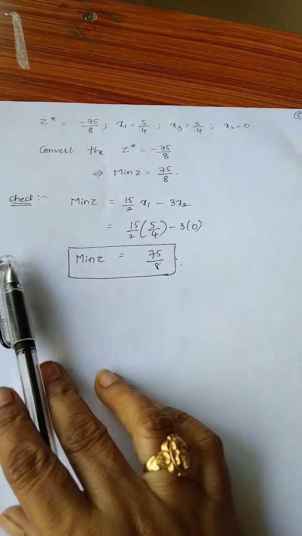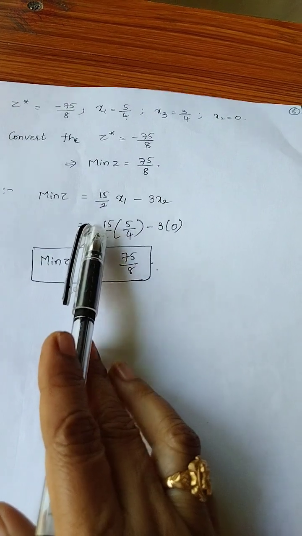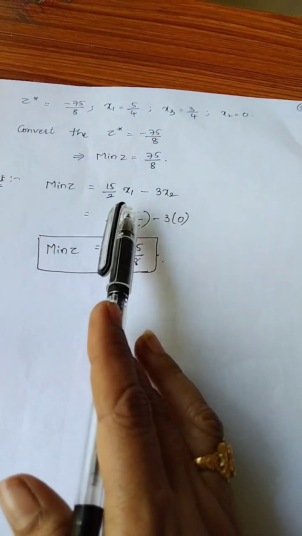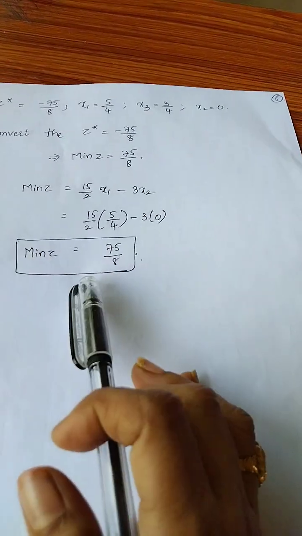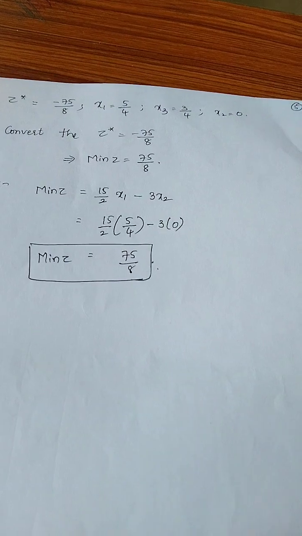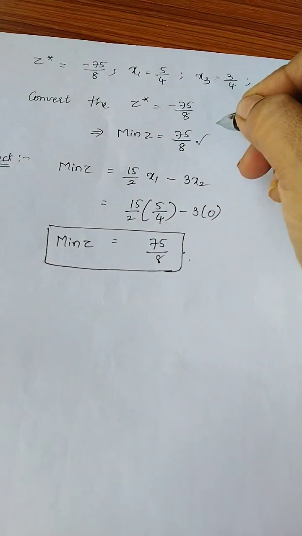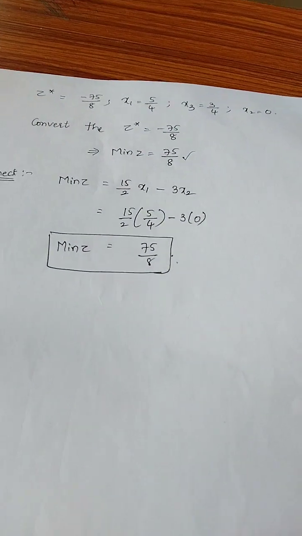This is the checking point. Minimum Z they have given in the question, that is 15 by 2 into x1 minus 3x2. Substitute the value of x1 and x2 in that. You are going to get the minimum Z value as 75 by 8, which is equal to the value of minimum Z. Hope you understood this video. Thank you.